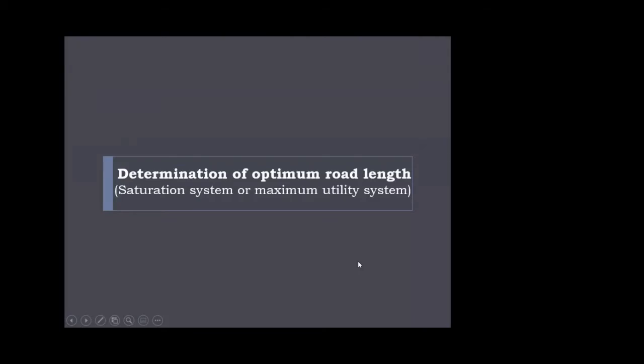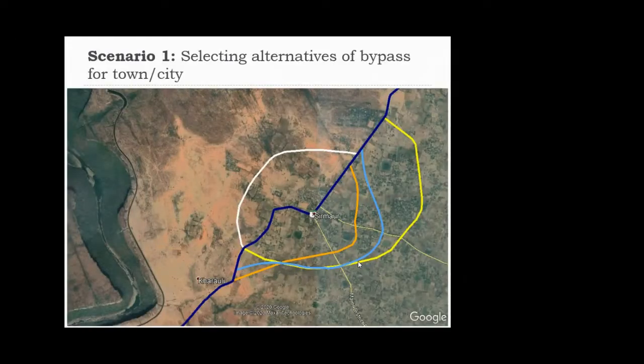So consider first scenario. Now this picture is familiar to you. This is of the Sirmoor bypass that we have been discussing for the past week in the alignment lecture. So consider the scenario one, that we have to select alternatives for a bypass of a town or a city. So this is the town that we were looking, Sirmoor, and we had four options. So now if I have to select one of the alternatives from these four, which one to select? This is the first scenario and the first question.